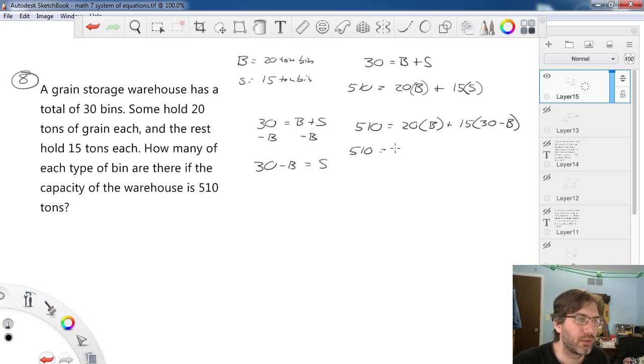Go ahead and distribute. This isn't changing. 15 distributes to 30 and 15 distributes to negative b. So 15 times 30 gives us 450. And 15 times negative b gives us negative 15b. In this case, when you combine your b's, you're going to get that positive 5, which is nicer to see.